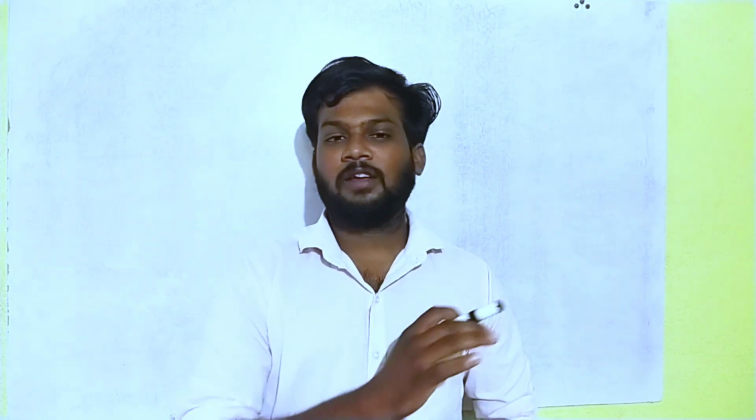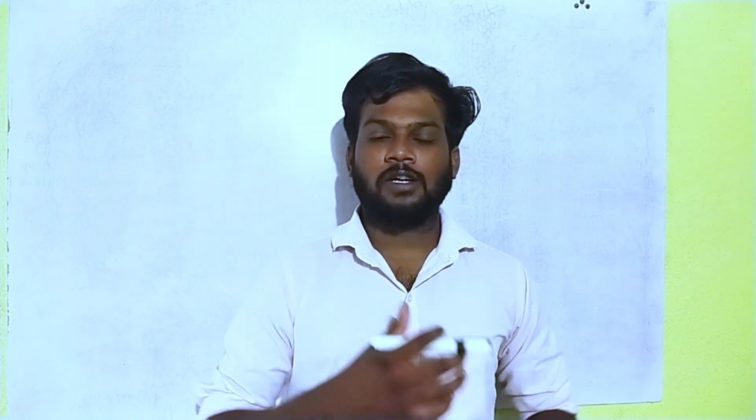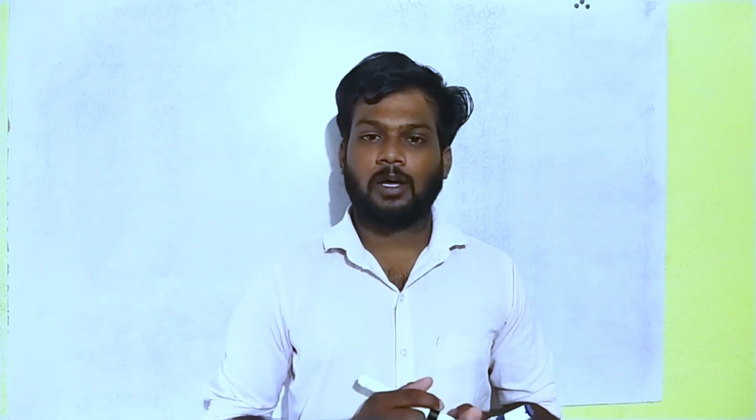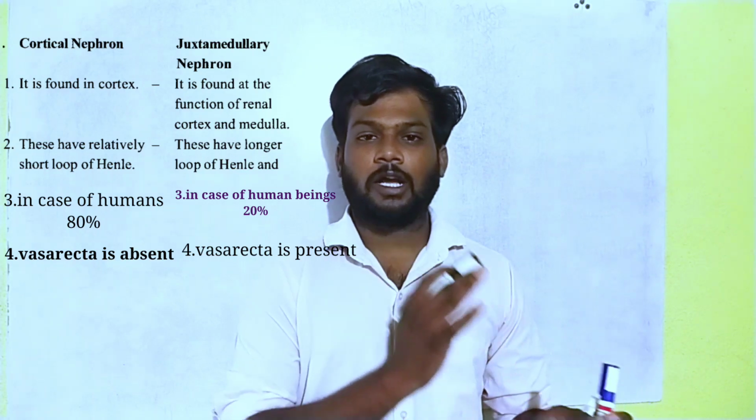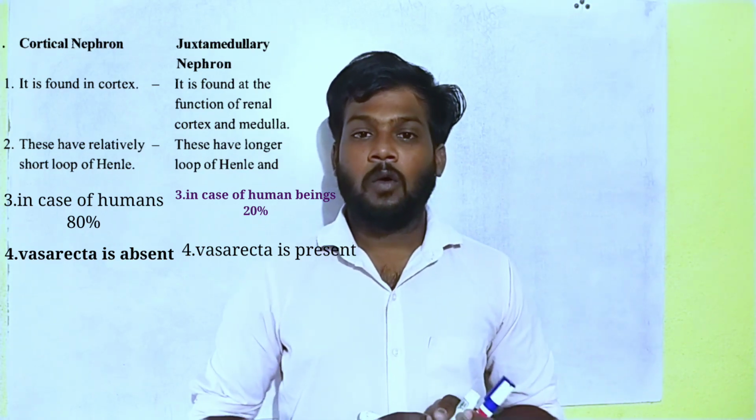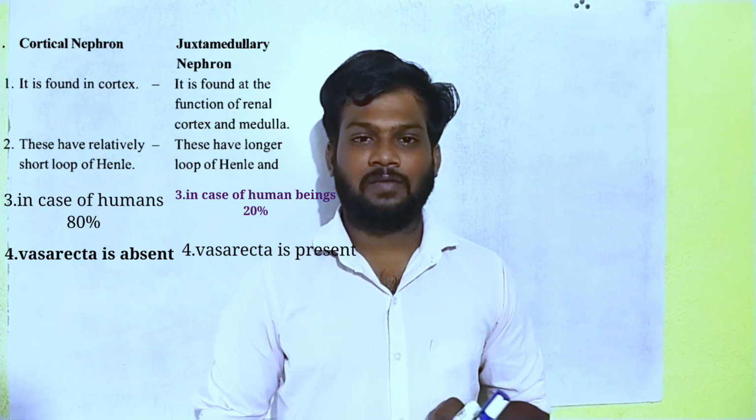Hi guys, today we are going to discuss one of the important topics: structure of nephron. In the previous video we learned how many types of nephron there are and the differences between them. We know that two types of nephrons are present: one is the cortical nephron, one is the juxtamedullary nephron. What is the major difference? The length of the loop of Henle is a major difference.